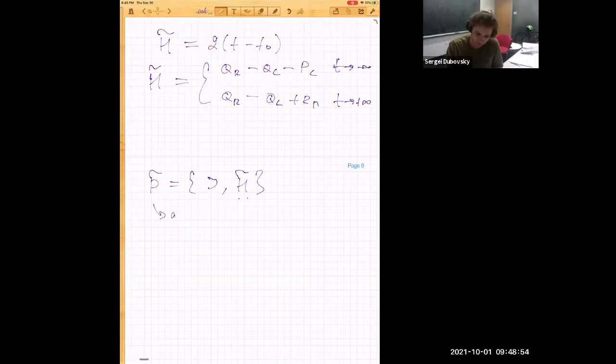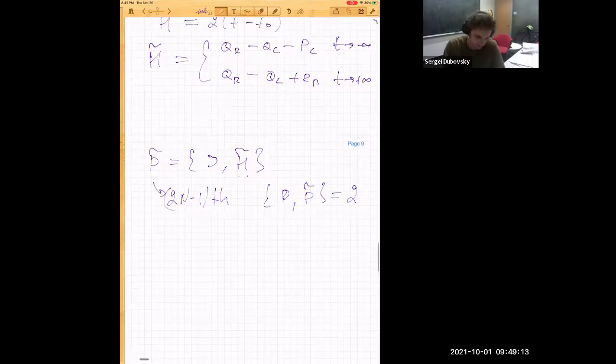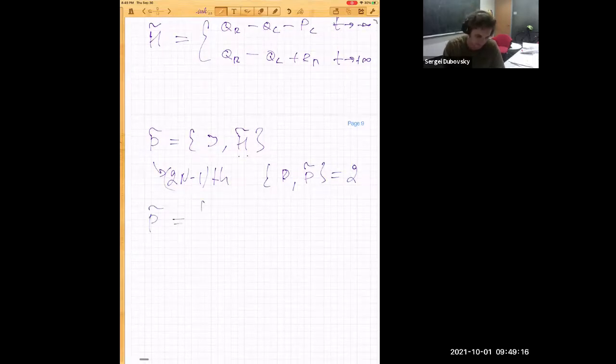So that's the 2n minus 1st conserved charge. But unlike all the previous ones, this one is not translationally invariant. Its Poisson bracket with the total momentum is equal to 2. And again, in the two asymptotics, it reduces to minus Q_L minus Q_R plus P_L at t to minus infinity, and minus Q_L minus Q_R plus P_R at t to plus infinity.